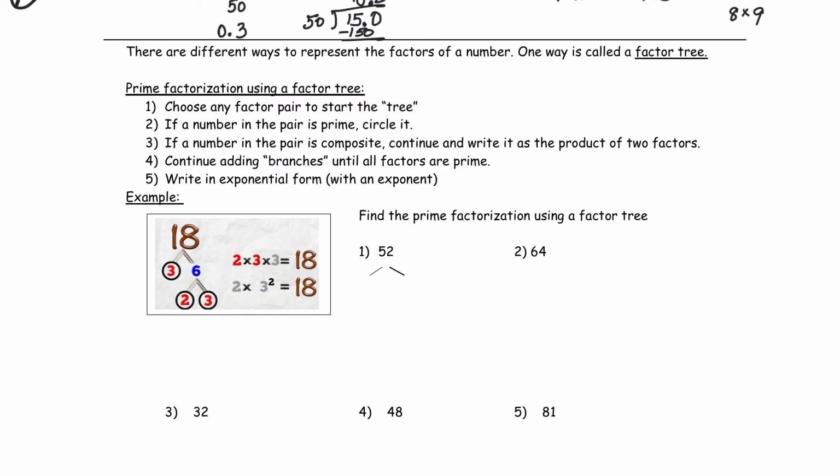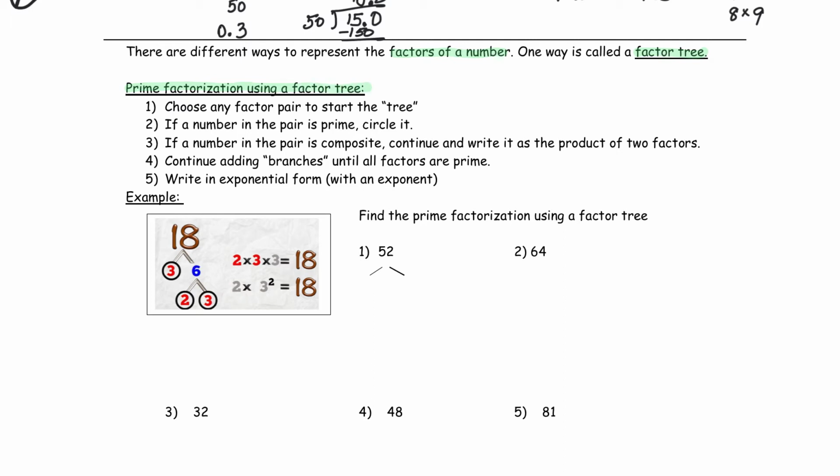There are different ways to represent the factors of a number. One way is called a factor tree. The other way we saw was a T-chart, and we did that yesterday. Today we're going to focus on the prime factorization using a factor tree.